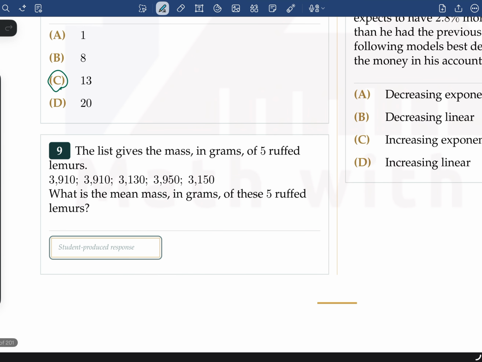Number 9, the list gives the mass in grams of 5 ruffed lemurs. 3,910, 3,910 is repeated, 3,130, 3,950, 3,150. What is the mean mass in grams of these 5 ruffed lemurs? So the mean, how can we get the mean? Remember the formula. The mean is equal to the total over the number of values. Here we have 1, 2, 3, 4, 5 values, so we have to write 5 down here, and we have to get the total of them. We have to add them all together.